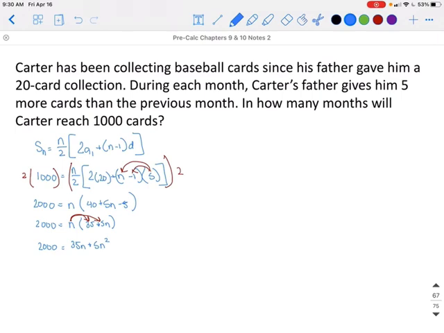Since we have an n and an n squared, we are going to end up having to factor. So we can take everything to one side first. If we want to move this 2,000 to the other side, we are going to have to make it negative. So we're going to have 0 is equal to 5n squared plus 35n minus 2,000. Now to make the calculations a little bit easier for us, we can go ahead and divide everything by 5. And we're going to end up with n squared plus 7n minus 400. Now, there's nothing we can factor to get whole numbers, so we are going to have to use the quadratic equation.